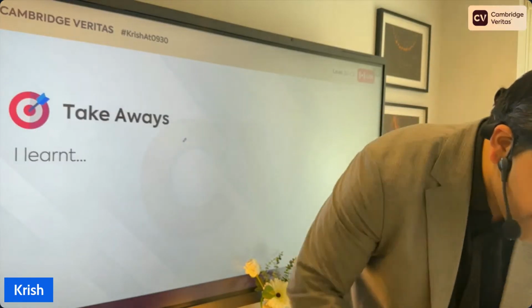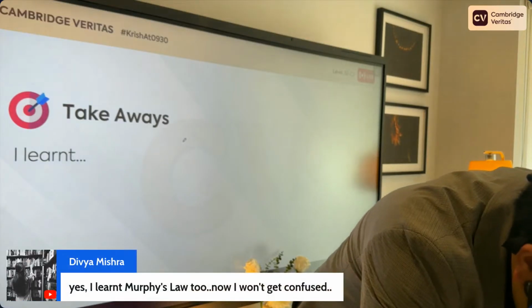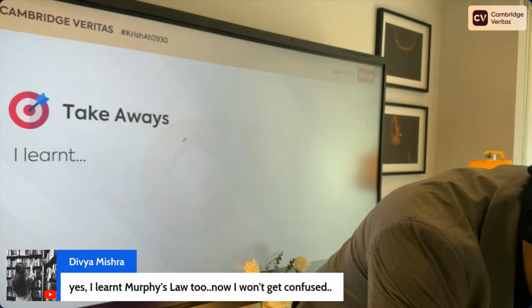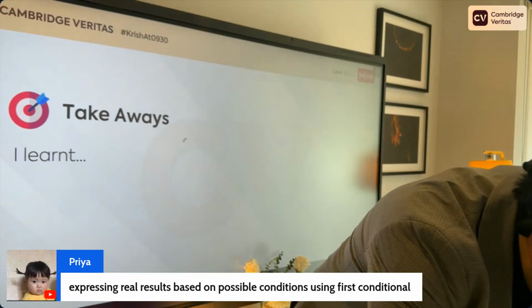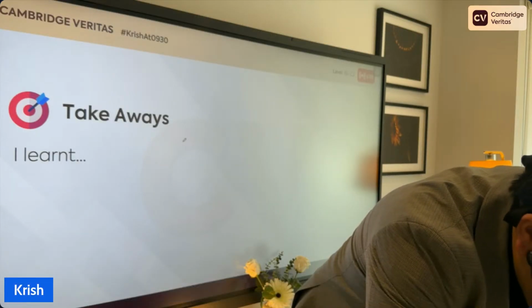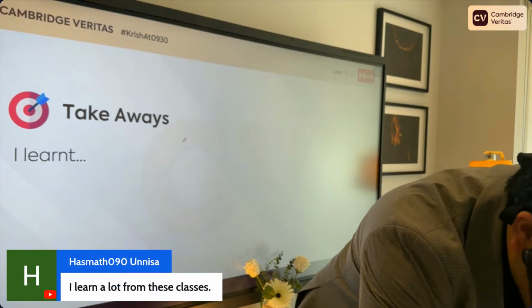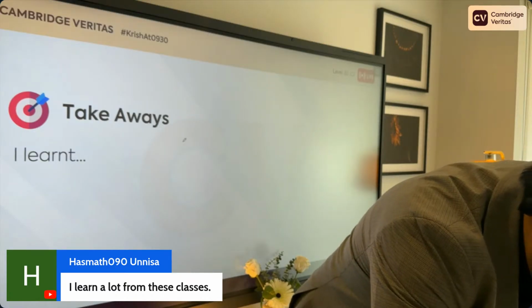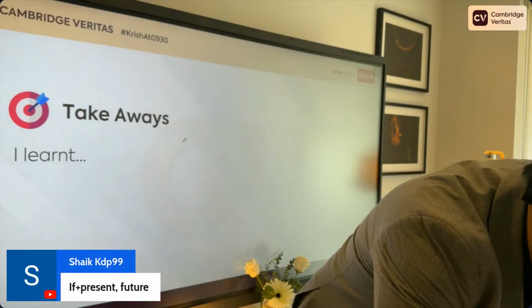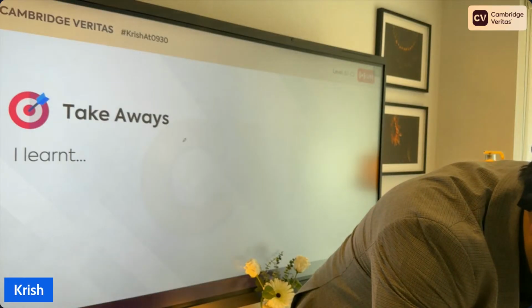Okay, so we're discussing this. Okay. Divya says, I learned Murphy's Law too. Now I won't get confused. Superb. Priya says, expressing real results based on possible conditions using first conditional. Lovely. Hasmat says, I learned a lot from these classes. Hasmat, could you specify that, please? Specification is very important, but I appreciate you typing that. Sheikh has given us a structure, superb Sheikh, if, present, future.